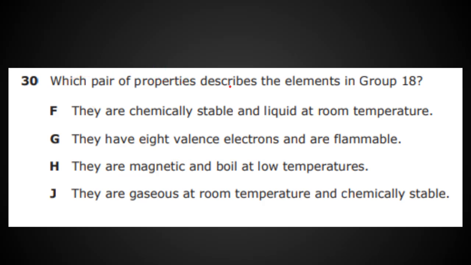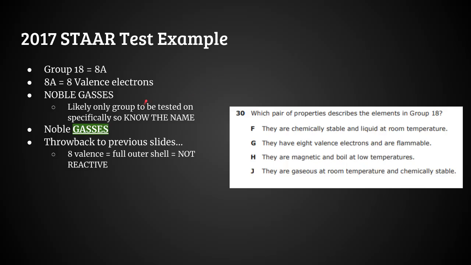Which pair of properties describes the elements in group 18? Okay, so if we go over to group 18, we'll find that those are our noble gases. This is probably going to be the only group that you would have to memorize, know the name of, honestly. All you gotta know is 8 valence electrons, and that they're gases. That's very important. But yeah, throw back to the previous slide. 8 valence electrons, full outer shell, not reactive. And we'll find that the answer is, I think it's J. Yeah.